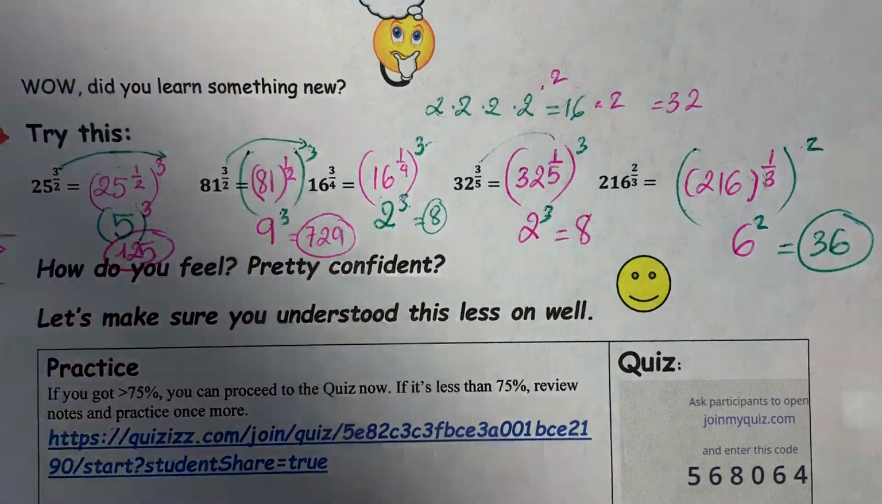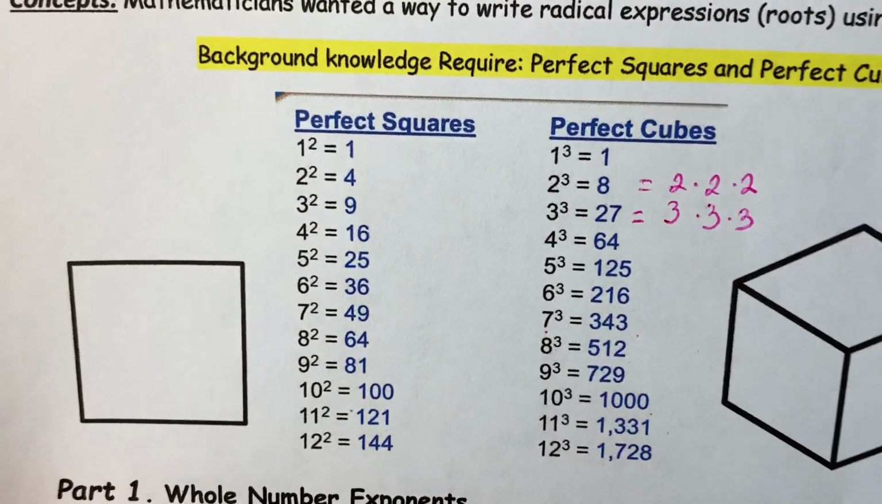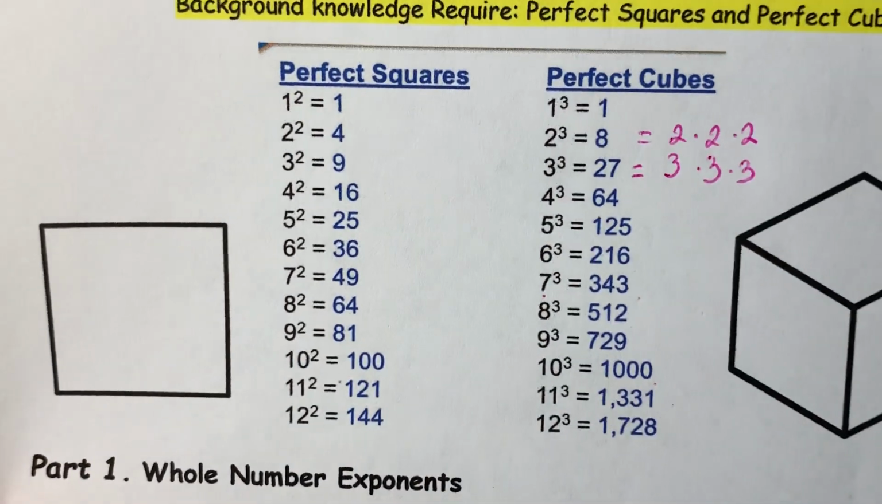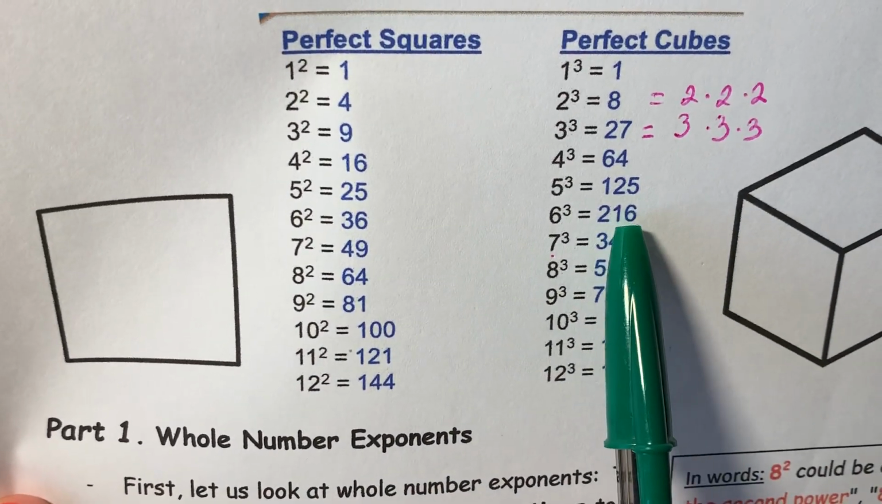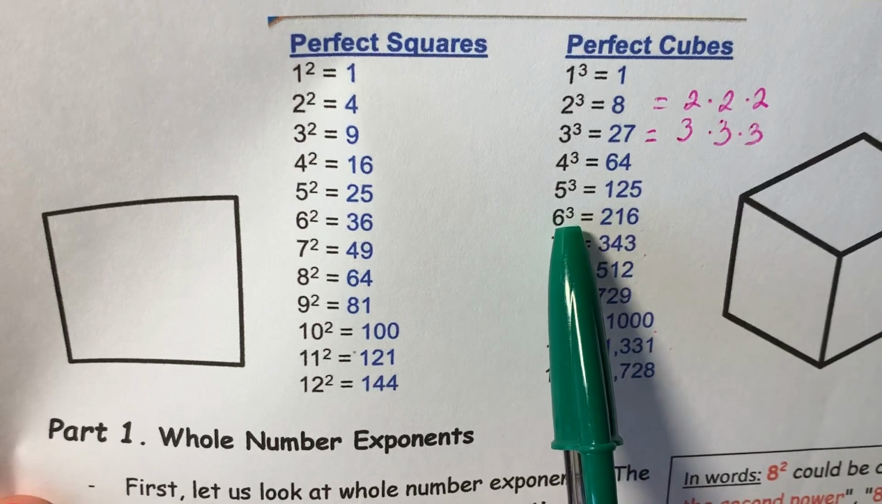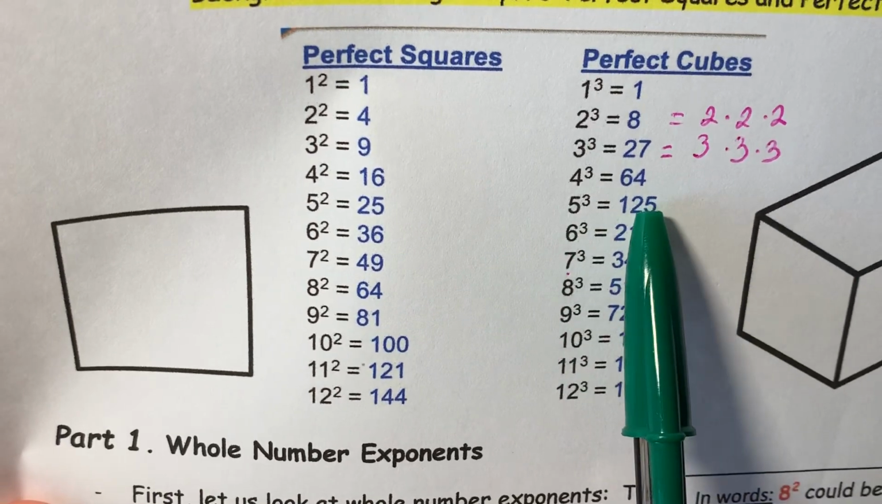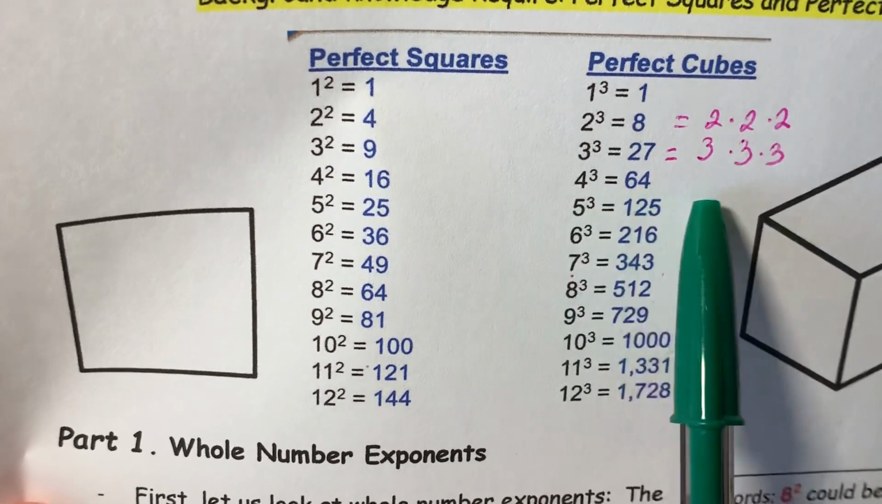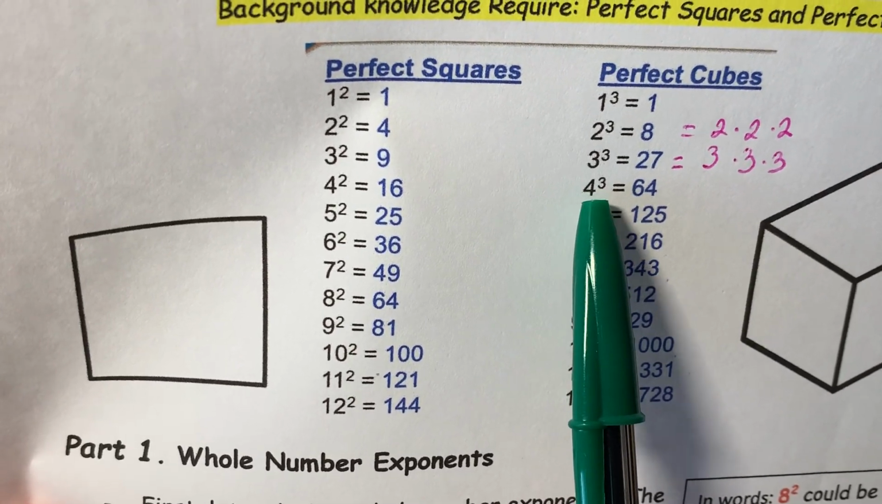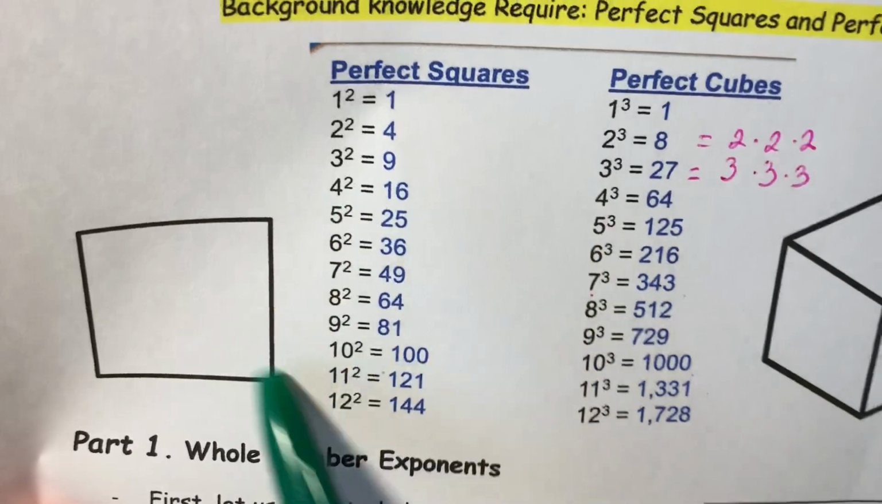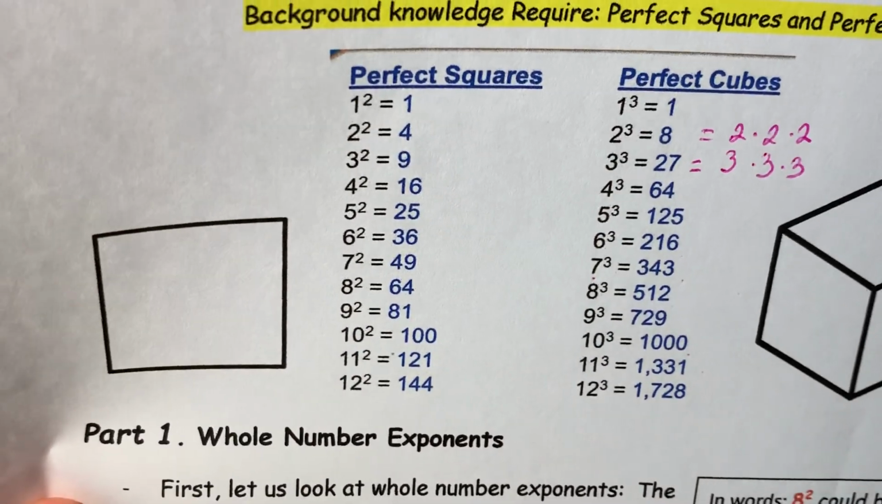Make sure that you know the list right here. You see, it's very helpful for you to know, right? So they give you the 216, the cube root of that will be 6. 125, the cube root will be 5. 64, cube root will be 4. And similarly with square root, of course. Alright.